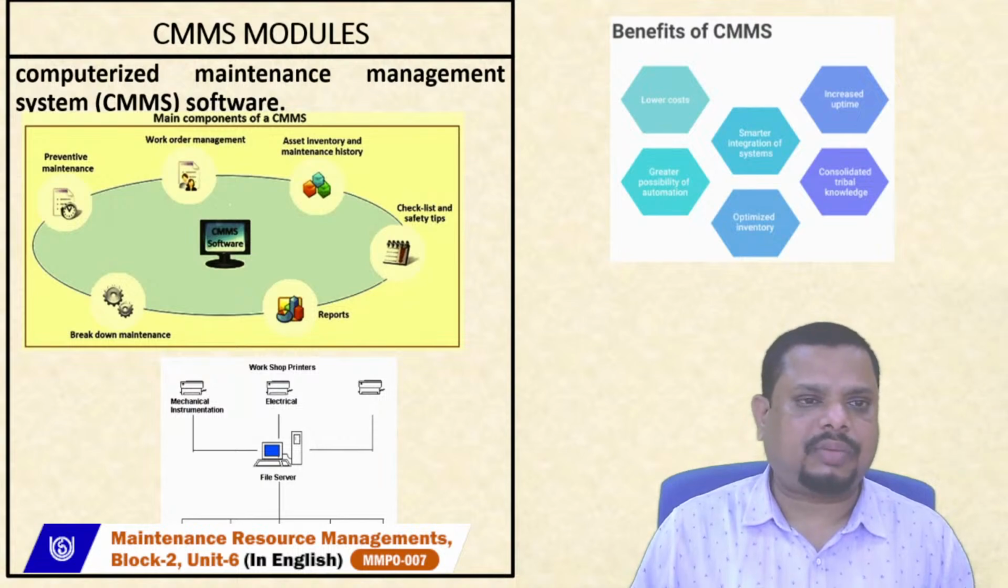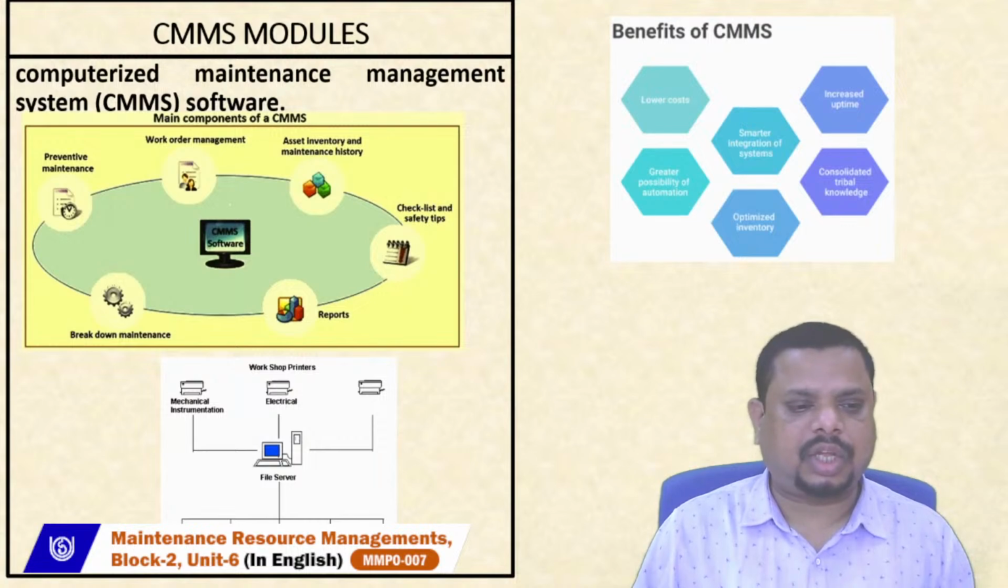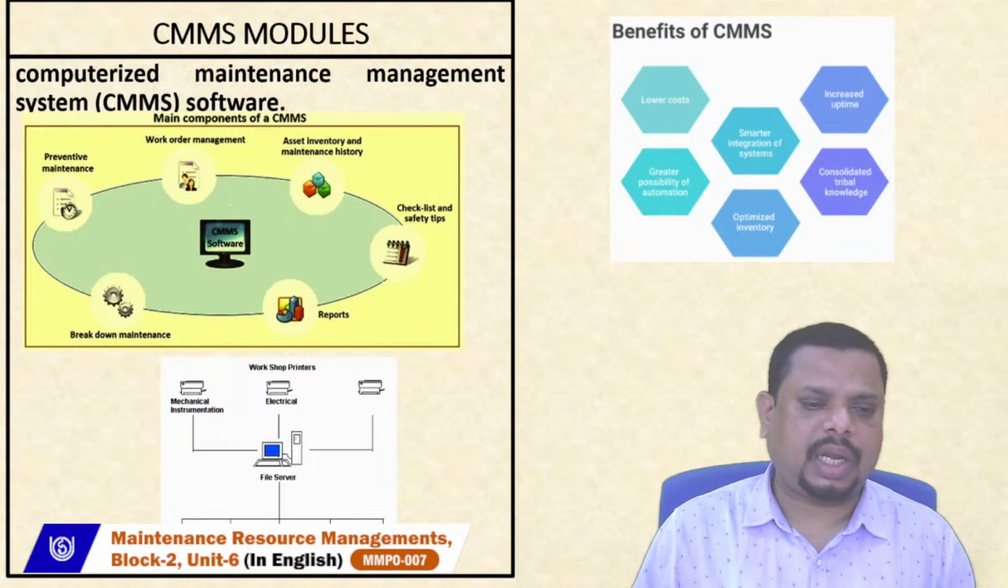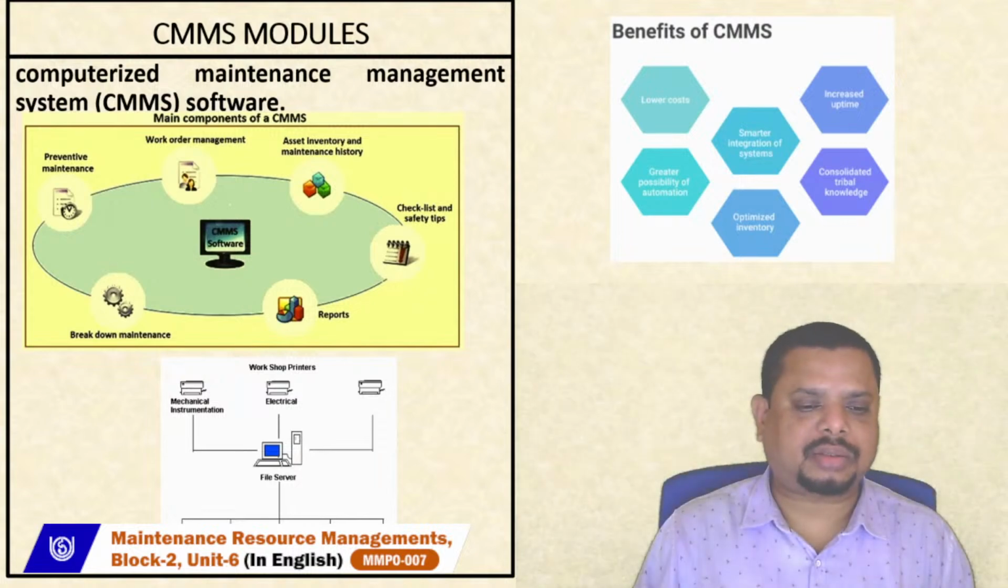So how have they enabled this software? Let's take an example of your CMMS modules. For example, the workshop printer is needed by different departments. So we have the mechanical instrumentation department, we have the electrical department, and we have generalized departments. This workshop printer is connected to the file servers, and these file servers are directly connected to a number of workstations and terminals.